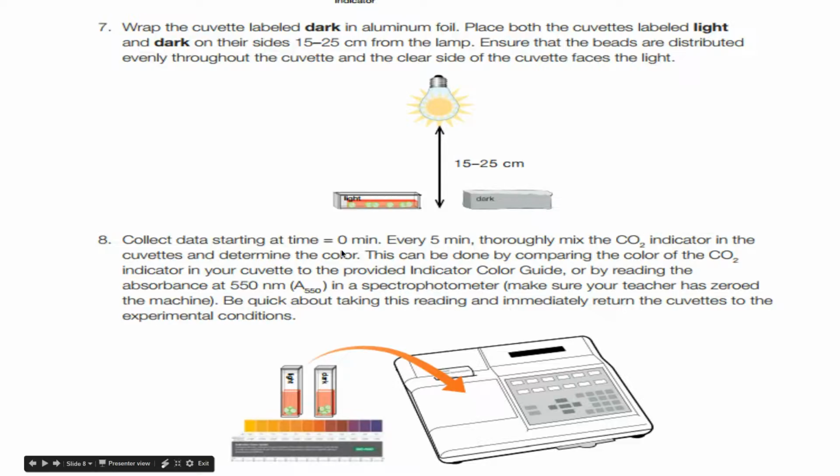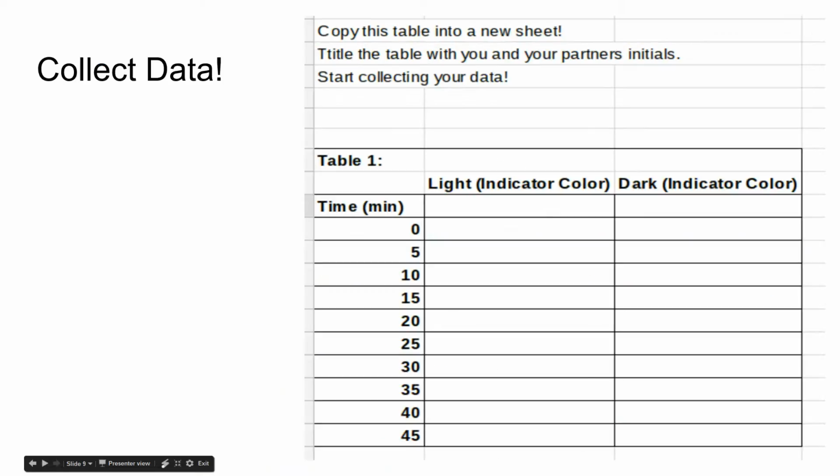You're going to collect starting at time 0, check the color of the indicator, and then every 5 minutes you're going to mix the indicator by kind of gently rocking the cuvette back and forth, and then you're going to compare it to the color guide. We're not going to be using a spectrophotometer. Once you take these measurements, you want to be quick about them. One of you take the light, one of you take the dark, and you want to return them back to their experimental area as quickly as you can. You don't want to keep them out of the light too long.